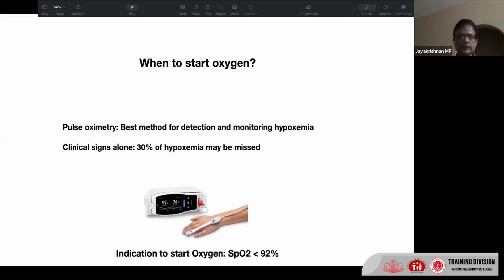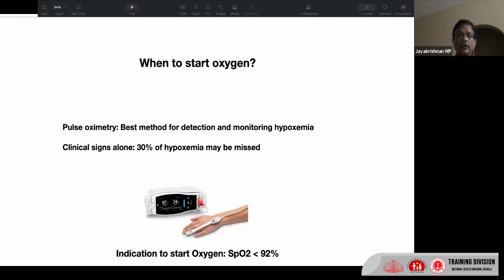The indication would be the pulse oximetry reading less than 92%. Some authorities mention 90% also. So 90 to 92% is the cutoff below which you would start oxygen.